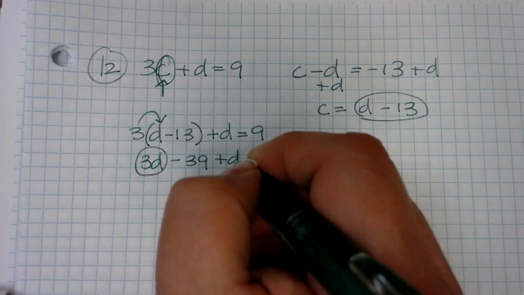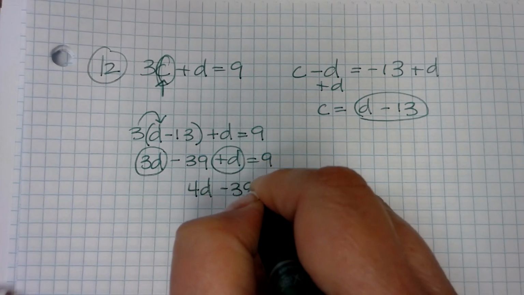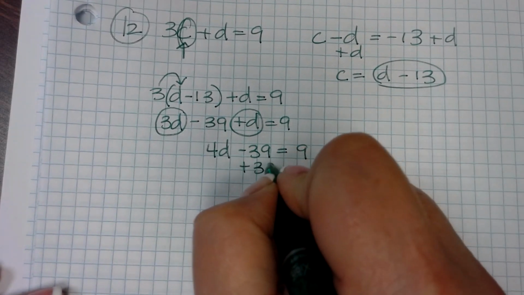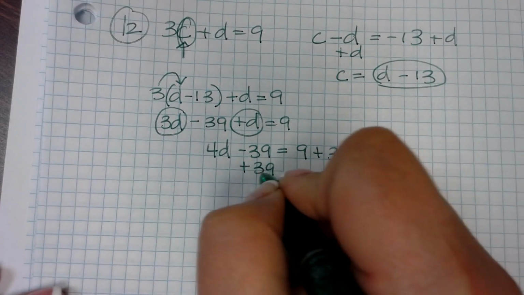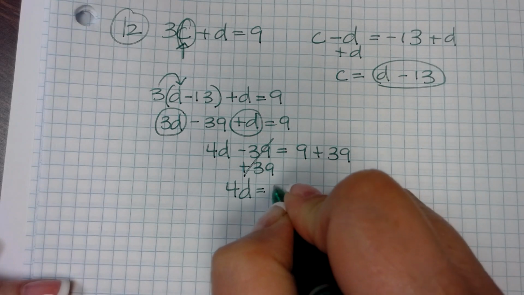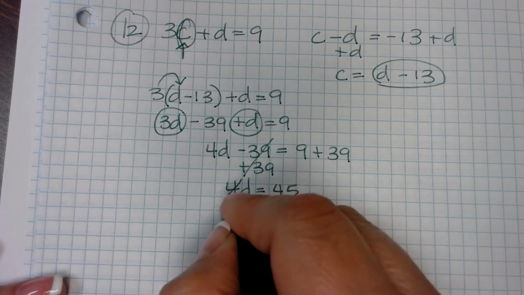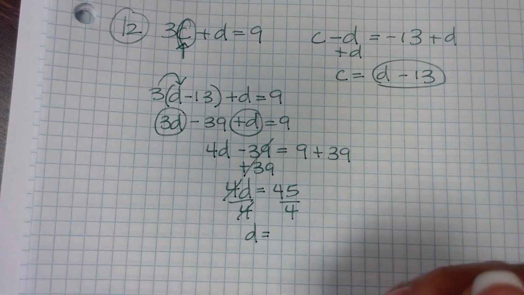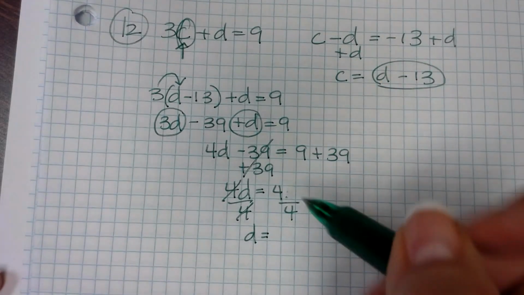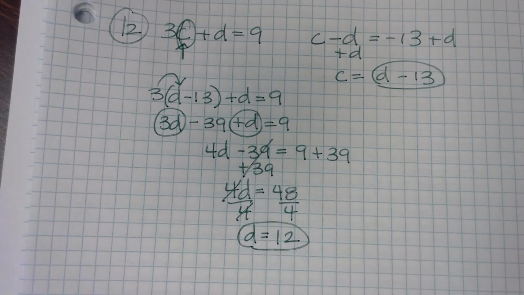Now I will combine like terms. So I have a 3d and a d, which gives me a positive 4d minus 39 is equal to 9. I'm going to add 39 on both sides. Canceling here on the left gives me 4d equals 48. I'm sorry, I said 45. Told you I'm getting tired. When I divide by 4, that will leave me with 12. Okay, so d is equal to 12.